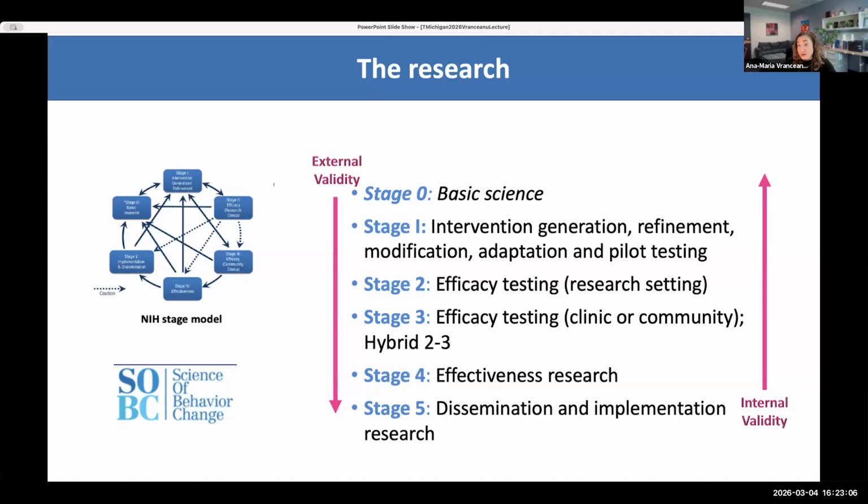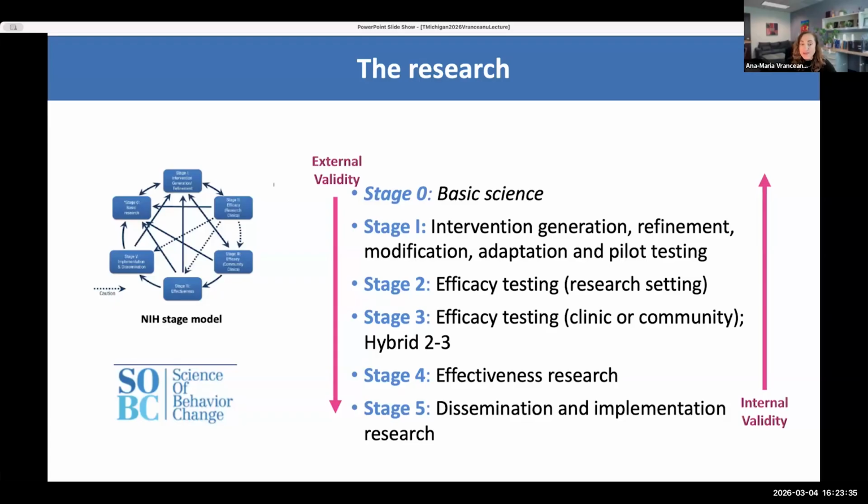And so we wanted to be very rigorous. And so we used the NIH stage model and the science of behavioral change to guide this work. So this model may be familiar to you. I'm just going to describe it pretty quickly. The model provides specific guidelines for the steps that one needs to take from an idea to an intervention that is implementable, to maximize potency and implementability.